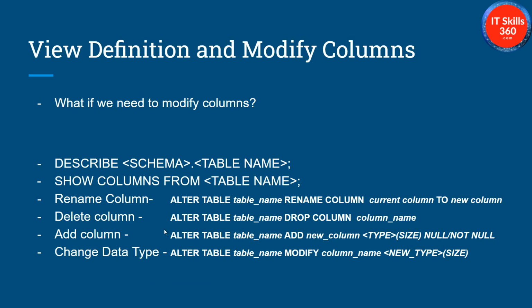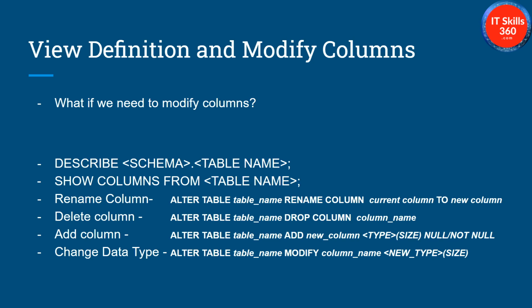Now, before you modify anything, especially in the table, you should always see what is the current status of that table. For that, there are 2 different commands we can use. One is simply called describe. It is called describe, and then put schema name and table name.